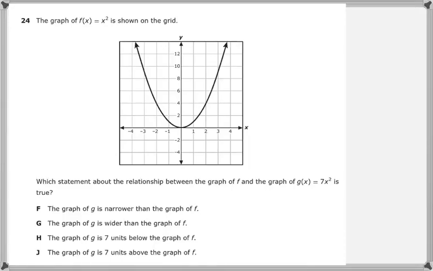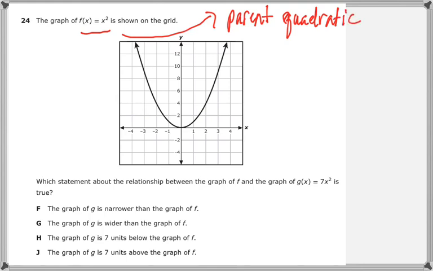Let's take a look at question 24 from the May 2016 release version of the Algebra 1 STAAR test. So our function in the graph below is showing us the graph of the function f equals x squared. Okay, so this is the parent quadratic function. Its vertex is at the origin.